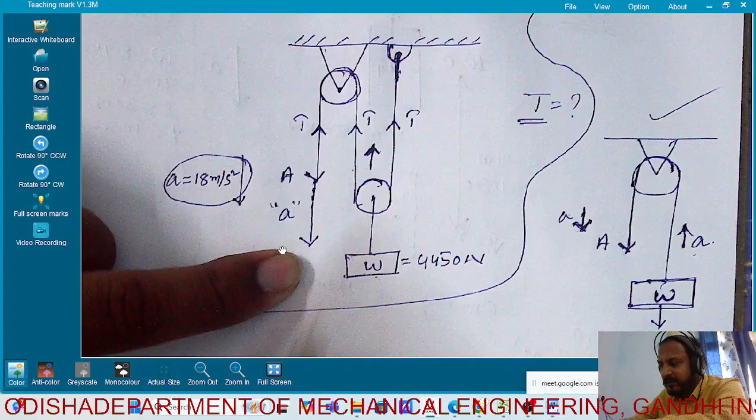Is this clear? So in this case, it will be 2T minus W equal to W by g into, with how much acceleration is it moving? A by 2, or not? Here, this body moves with a by 2. Is this clear?